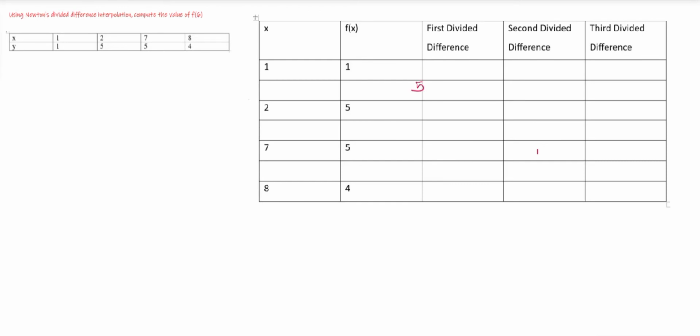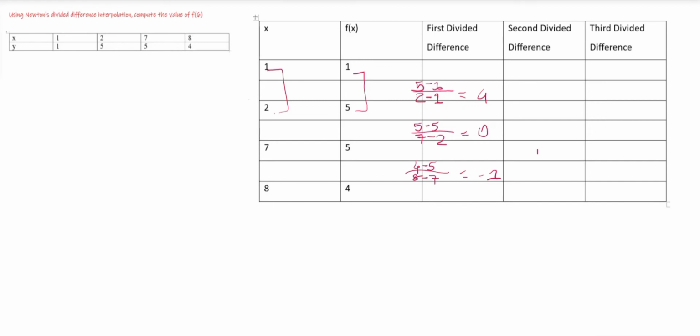Now we have the same thing to do, which is for the first divided difference. Take the difference of the values in f of x, divide it by the difference in the values of x. So 5 minus 1 upon 2 minus 1. That is the difference of these two values. Then 5 minus 5 upon 7 minus 2. Then the next one will be 4 minus 5 upon 8 minus 7. So I'll just write these values, which comes as 4, 0 and minus 1.